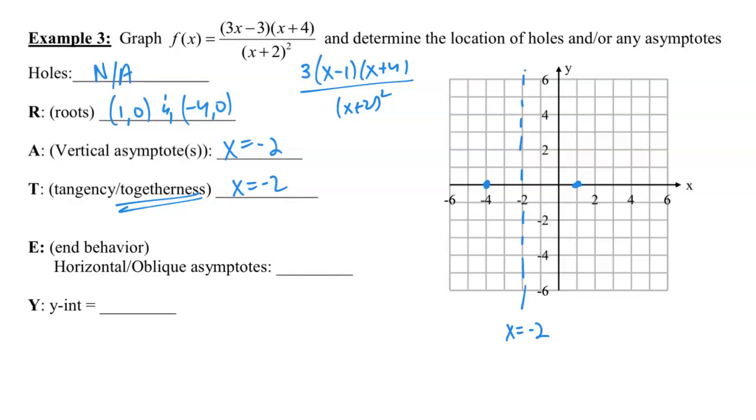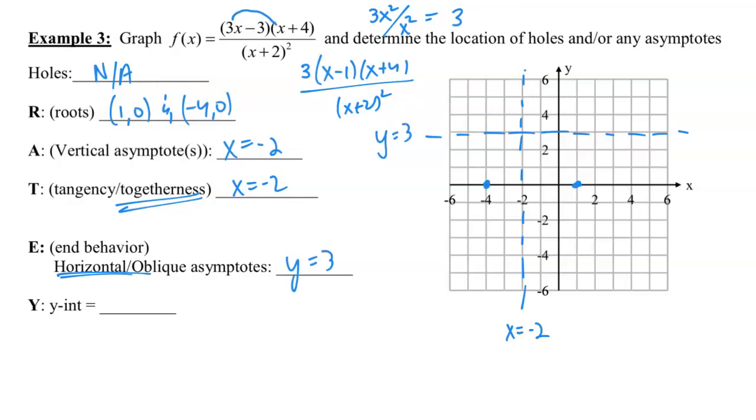And so if I multiply the 3x from this parentheses by the x from that parentheses, that's going to give me 3x squared. And if I look in the denominator, I'm going to have an x plus 2 times an x plus 2, which is going to give me an x squared. And so 3x squared divided by x squared is going to give me a 3. And so y is equal to 3 is going to be my horizontal asymptote here. And so y equals 3 would be up here, and that's going to be my horizontal asymptote.